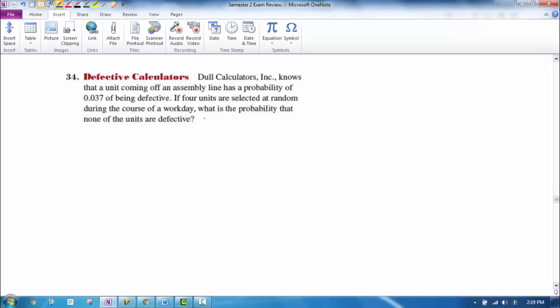26,730. Okay, the next problem says that Doll Calculators knows that a unit coming off an assembly line has a probability of 0.037 of being defective. So I'm going to call that my probability of success, 0.037, and my probability of failure then would be 1 minus that. Now you could switch this around, but I don't know why I'm calling this defective, and this is not defective. I feel like it's a little confusing.